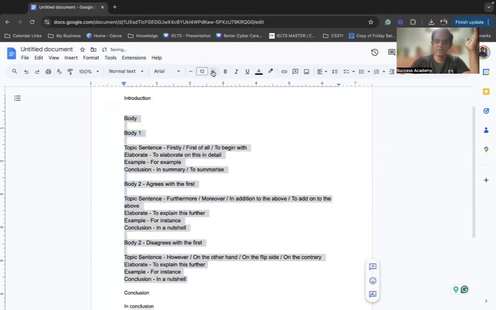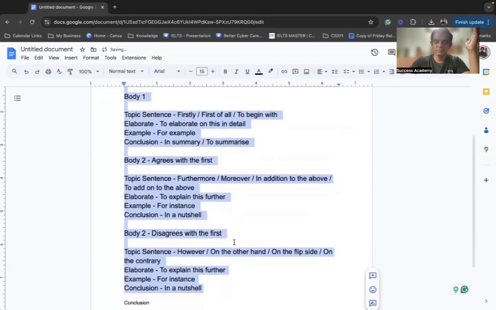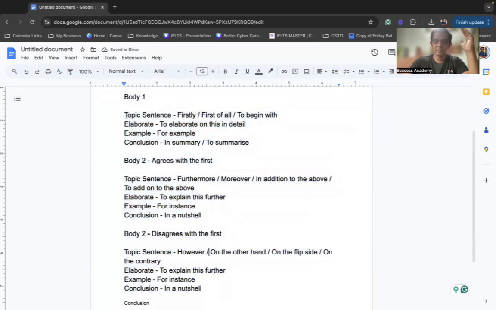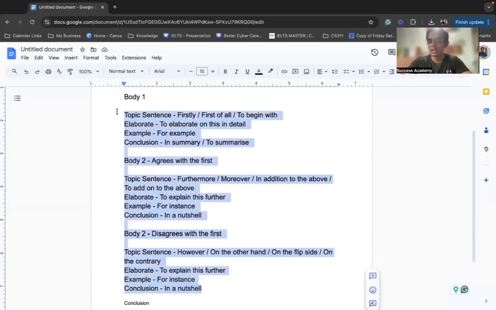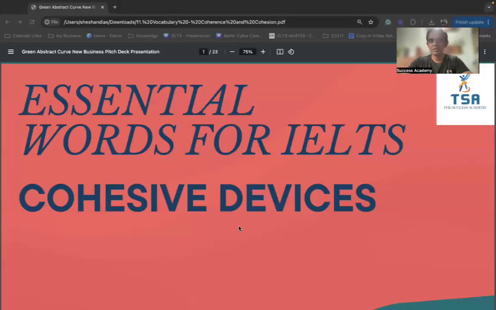So let me make it a bit bigger and then show it to you. So look at this. These 8, so 1, 2, 3, 4, and 5, 6, 7, 8. These 8 are essential because if you are actually writing in the structure that we teach you, then these ones have to be there, right? If these ones are not there, that means you have not stuck to the structure properly. Now, outside of these ones, there are some other cohesive devices that you can use.